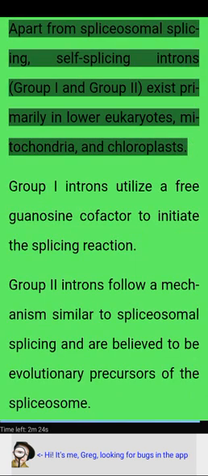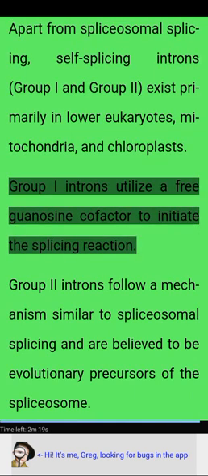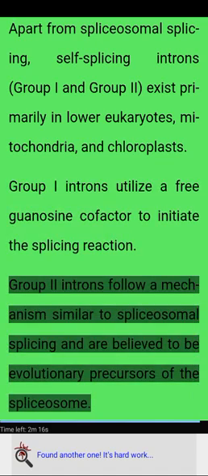Self-splicing introns. Apart from spliceosomal splicing, self-splicing introns, group 1 and group 2, exist primarily in lower eukaryotes, mitochondria, and chloroplasts. Group 1 introns utilize a free guanosine cofactor to initiate the splicing reaction. Group 2 introns follow a mechanism similar to spliceosomal splicing and are believed to be evolutionary precursors of the spliceosome.